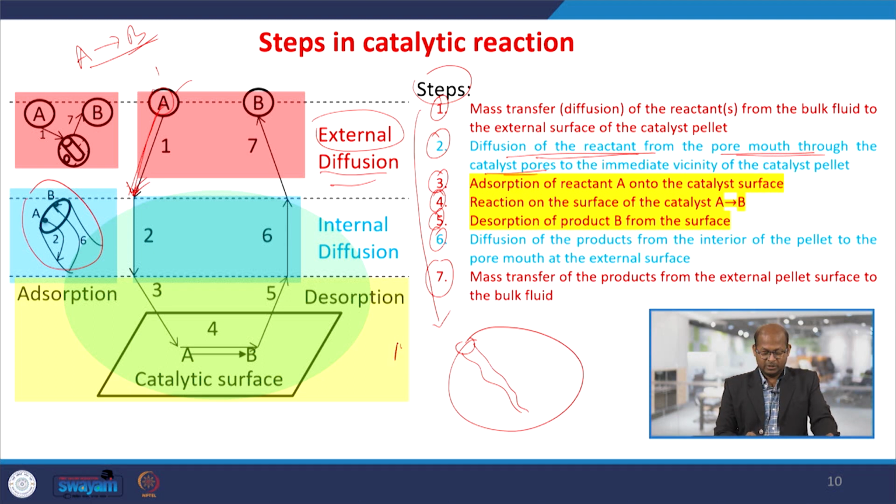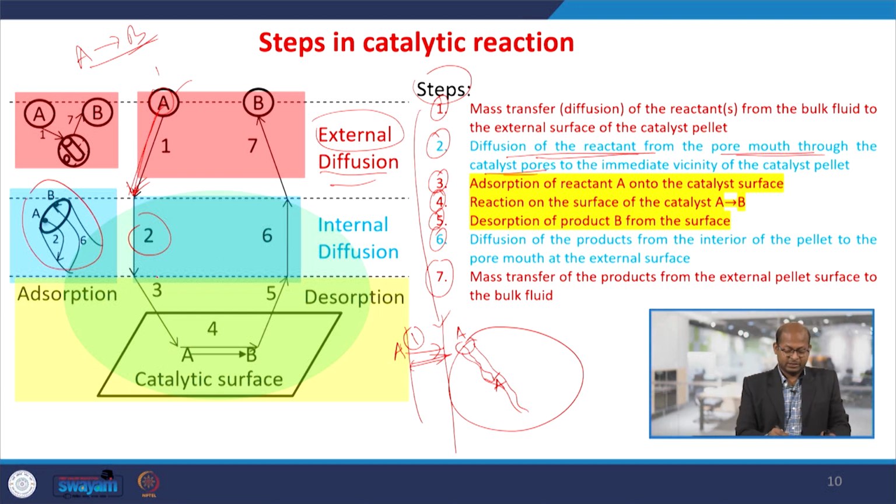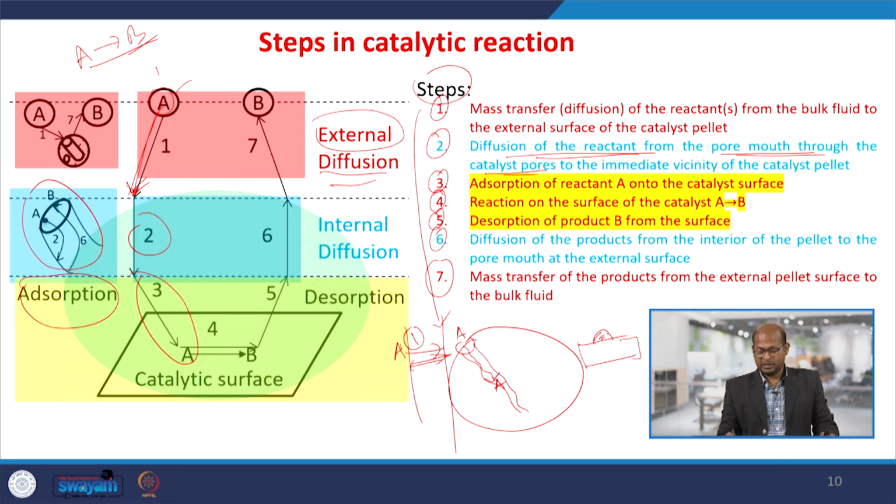Reactants reach from here to here by step 1. This is called external diffusion, and then they move through the pores to here. This is called internal diffusion. The second step is internal diffusion. Once it has reached there, adsorption takes place. Adsorption means reactant molecules come over the surface of the catalyst and get adsorbed. So, the third step is adsorption.